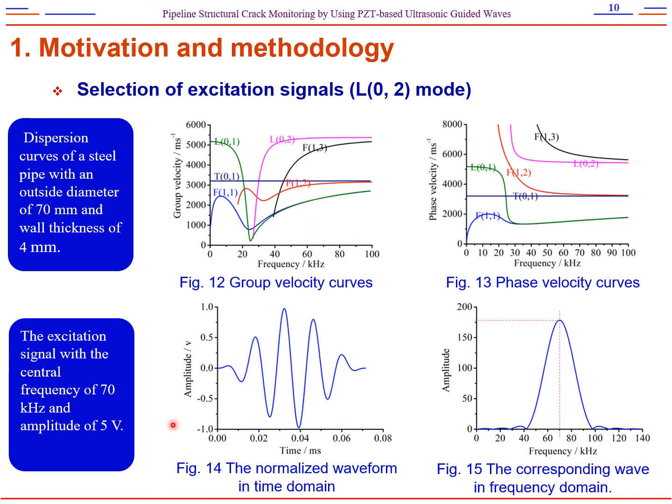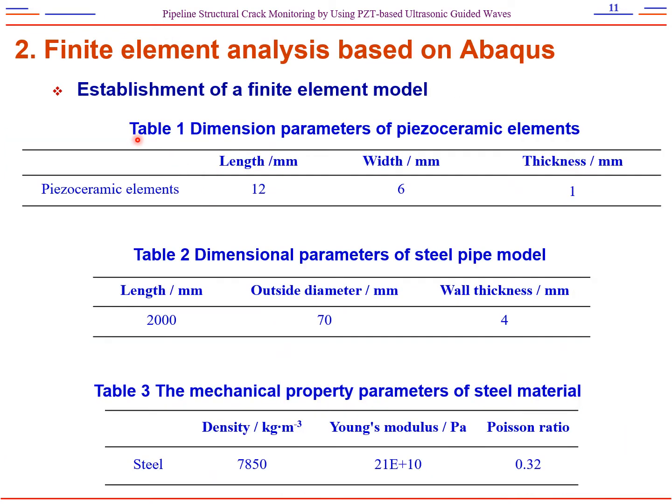An excitation signal with the central frequency of 70 kHz and the amplitude of 5 volts is used. Figure 14 is the normalized waveform in time domain, and this is the corresponding wave in the frequency domain. And here is the central frequency of 70 kHz.